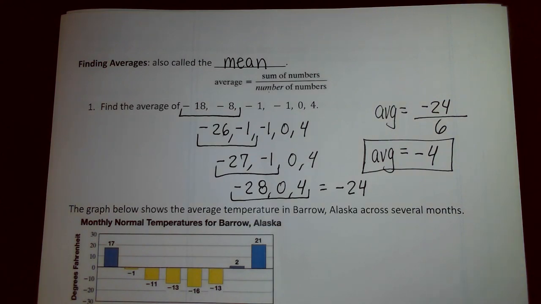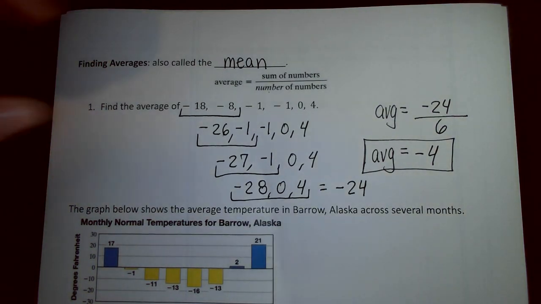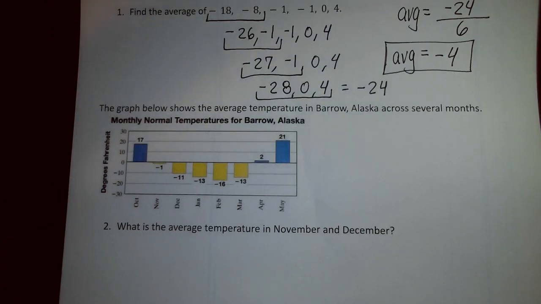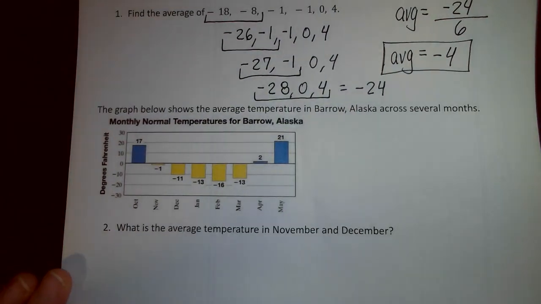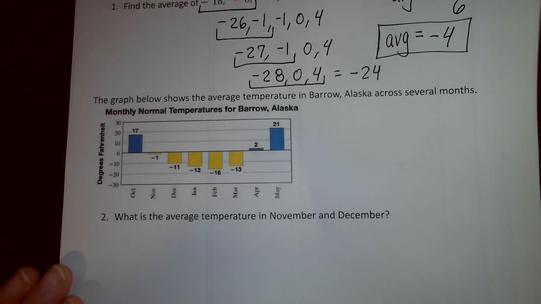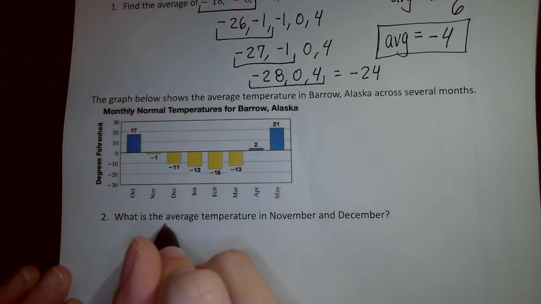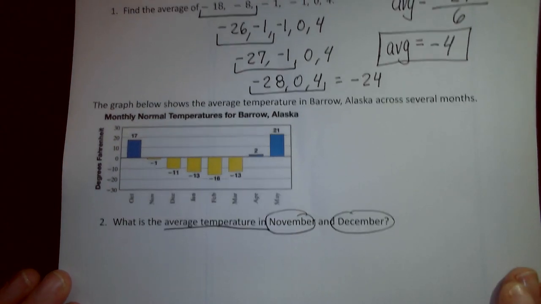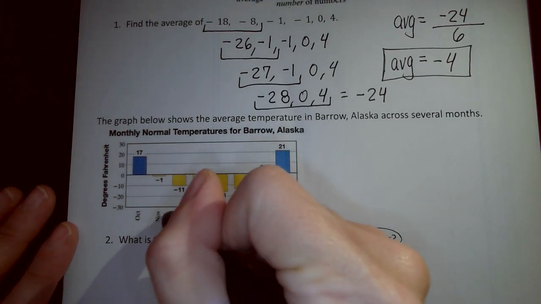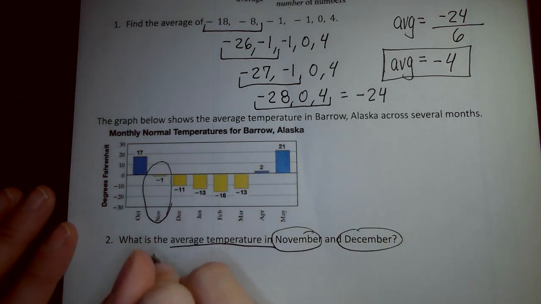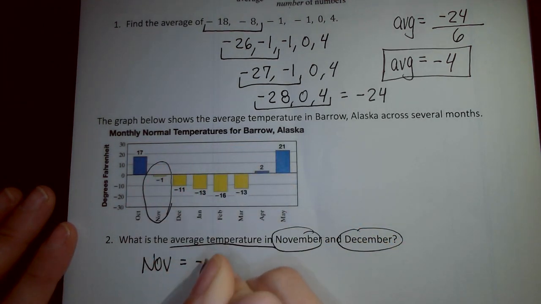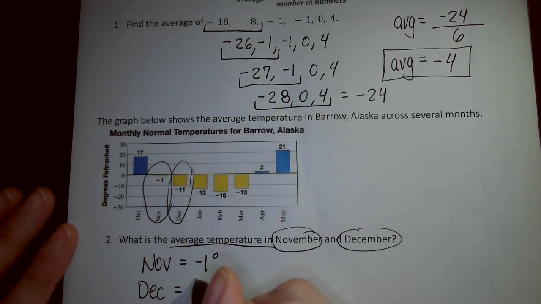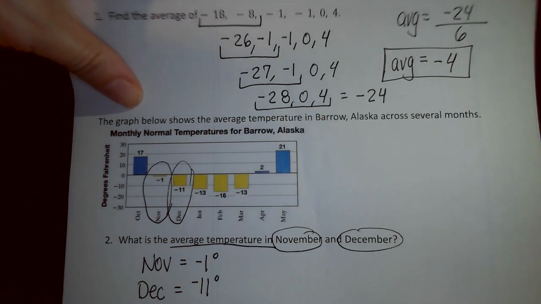All right. Last section. The graph below shows the average temperature in Barrow, Alaska across several months. What is the average temperature in November and December? All right. So November, the average temperature is negative 1 degrees. In December, the average temperature is negative 11 degrees.